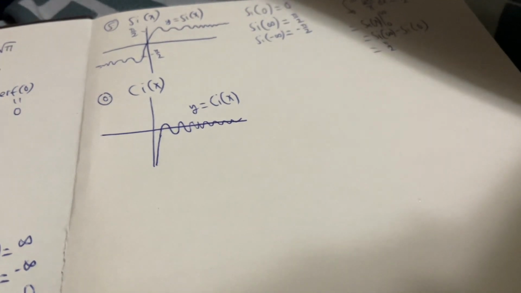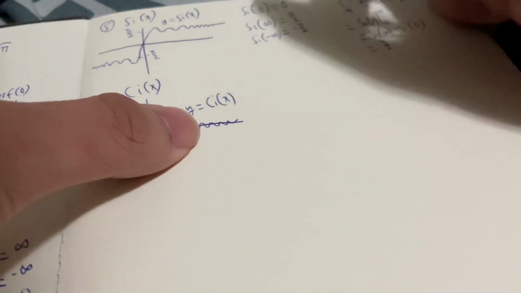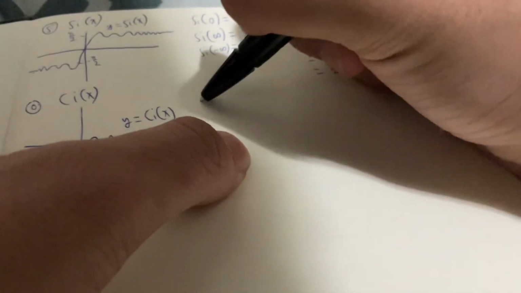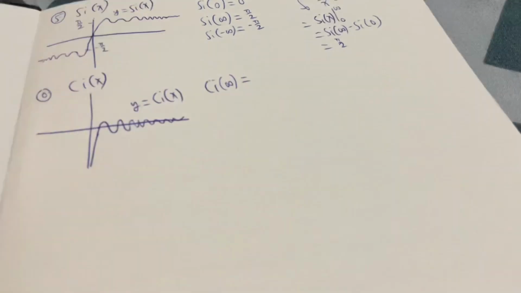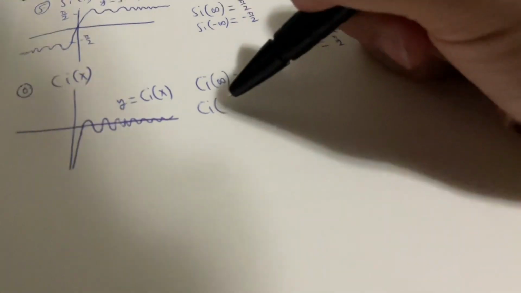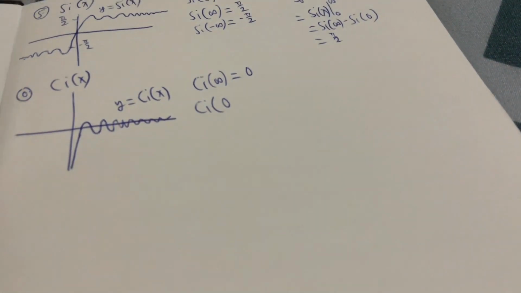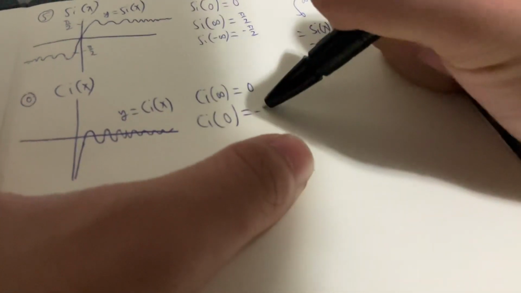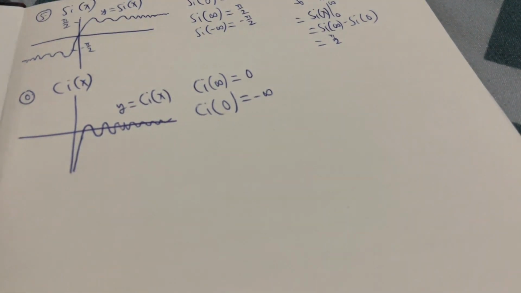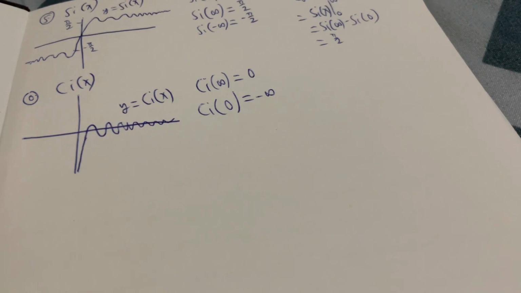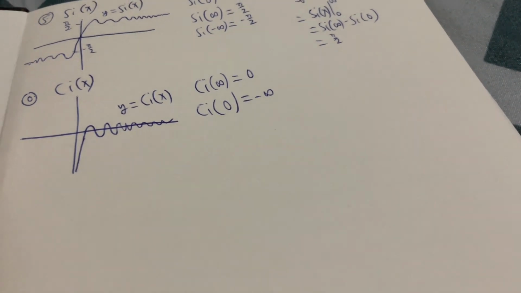So you can check the graph of this. CI of infinity, when x is approaching infinity, you pretty much just get 0 like that. When x is approaching 0 plus, let me just put down a 0, it is equal to negative infinity like that. So we don't have negative x, since x cannot be a negative number like that.